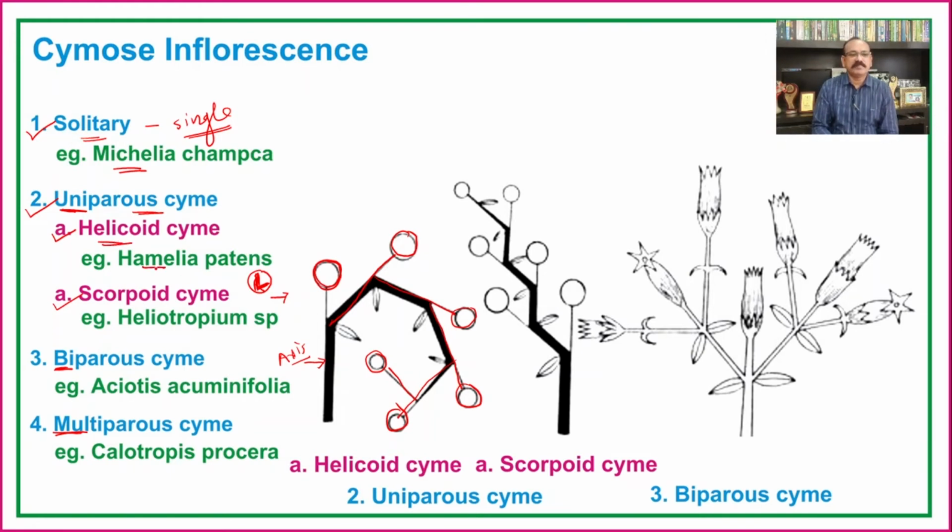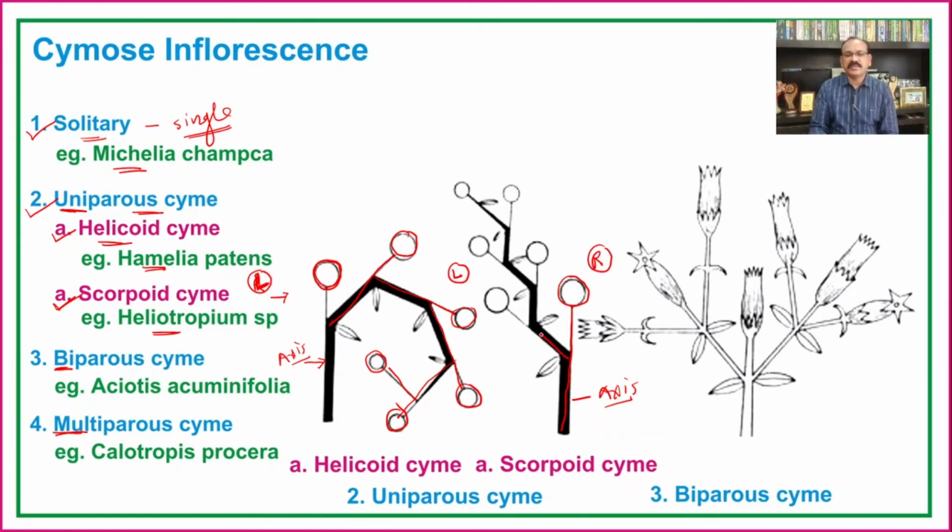And the example of helicoid cyme is Hamelia patens. The second type of the uniparous cyme is scorpioid cyme, which is found in the species of Heliotropium, in which we have to say this is the left side and this is the right side. First of all, on this central axis there is a development of this flower, so that here the terminal growth of the central axis is checked or ceased.